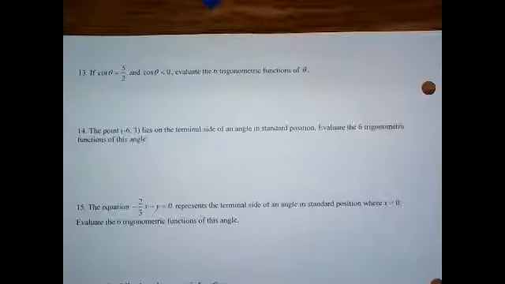13, 14, and 15 are not on the unit circle. Those are the ones where you're going to have to do Pythagorean theorem to get the hypotenuse. And remember, it comes out to something weird, like square root of whatever. Do you guys remember those?